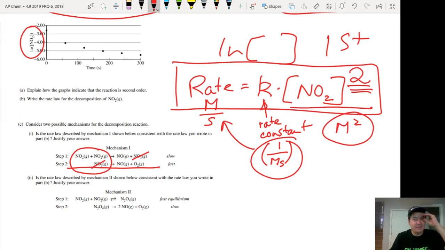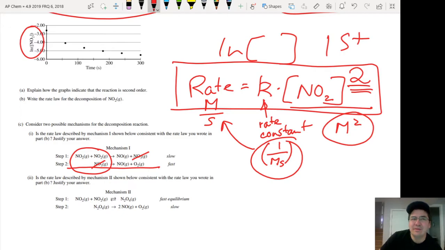In a mechanism, what is the name of something that is present for one step but not present at the end? Spectator? Not quite. A spectator doesn't do anything. This actually does something. You just can't see it at the beginning and the end. It's something in the middle. A mediator? Close, intermediate. Oh, there it is. Okay.